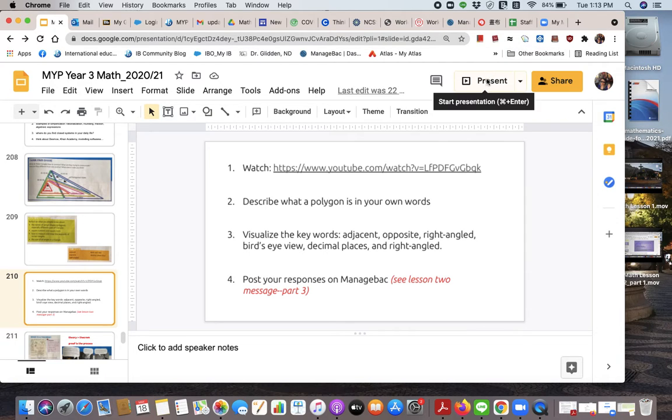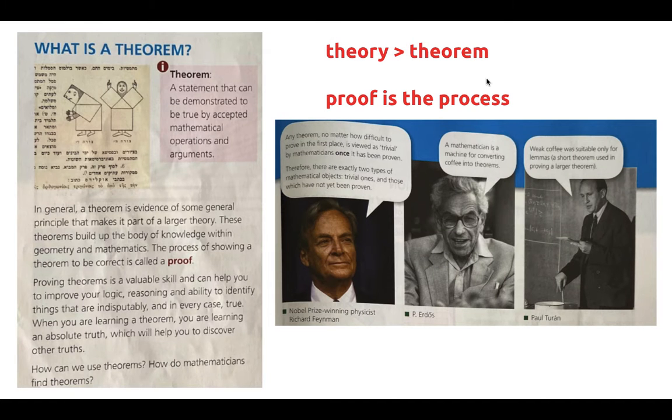Okay, right now let's move on to the final part of this lesson before I let you go to work on your own. We want to think about what a theorem is. As you can see, here you've got an ancient picture. You don't really know what the language is, but I am guessing that's Hebrew. And as you can see from this pink square, it says a theorem is a statement that can be demonstrated to be true by accepted mathematical observations and argument.